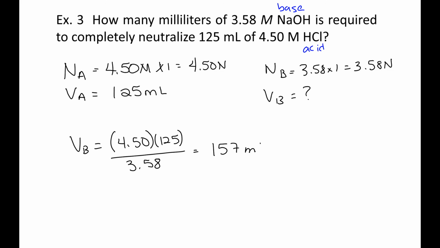157 milliliters of NaOH. Make sure you put down not only the unit, so it has to be the N or the M or the milliliters or the liters, because I might use liters in some of these, as well as the substance. I don't want to just see 157 milliliters. I want to see 157 milliliters of NaOH.